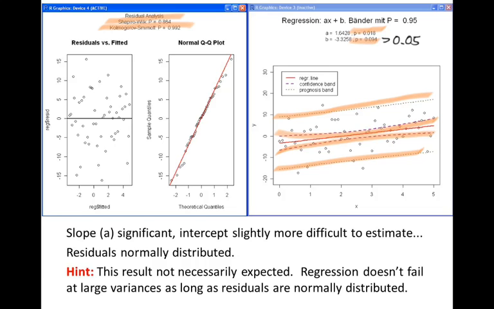So this is something that may be worth a remark. It may not be expected that such a large variance can be handled by such a model, but regression will never fail due to large variances as long as you have normal distribution. So mathematically, regression is a very valid model in here. Practically, it may be very questionable.